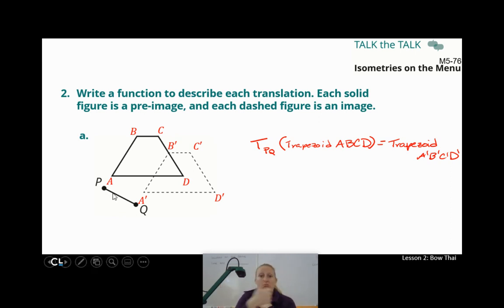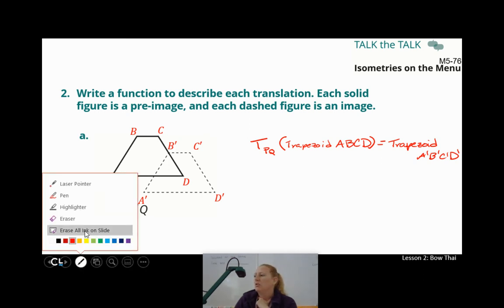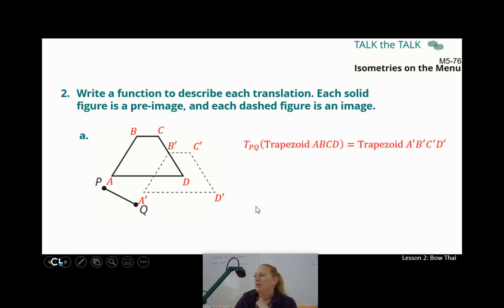You did it. Yay. Let me erase my funkiness, and I'm going to show you the pretty one. There you go. That one's typed. It's easier to read. So I hope this gives you an idea of what you need to do for your homework. This just takes practice. It's a new notation. I totally understand.